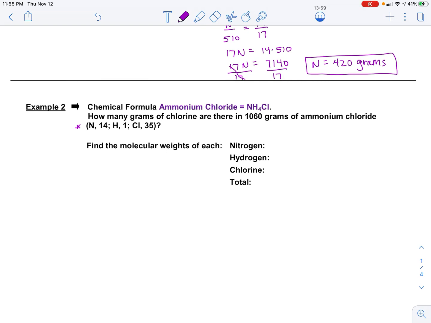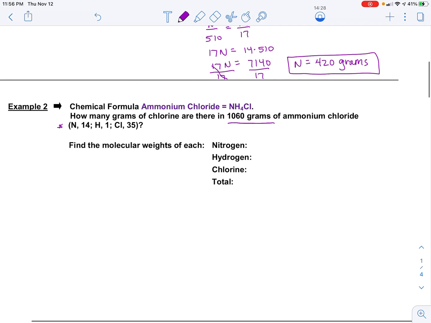Okay, so we have our atomic weights here. We know that nitrogen weighs 14 grams. The hydrogen weighs 1 gram each, and we have 4 of those in this molecule. And then the chlorine weighs 35 in this molecule. Okay, so we have how many grams of chlorine are there in 1,060 grams of ammonium chloride?